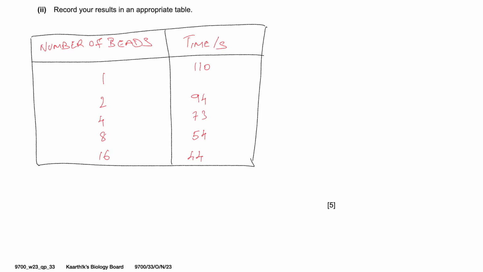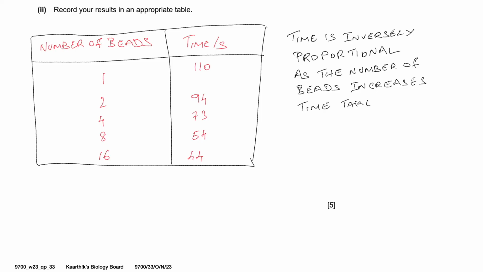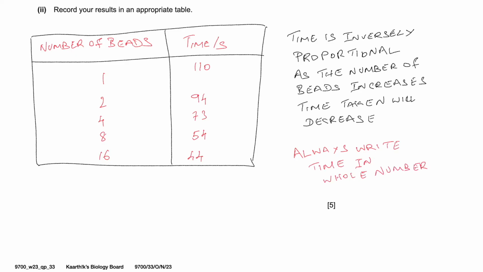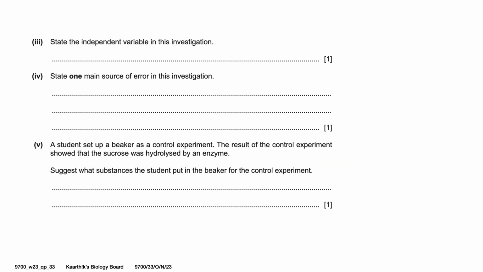All these timings are just examples that I have written for our solving purpose. When we are doing the experiment, the time might actually vary, and the time here is inversely proportional. As the number of beads increases, the time taken decreases. And we should always know that whenever we are writing something related to time in seconds, the time should be in whole numbers.